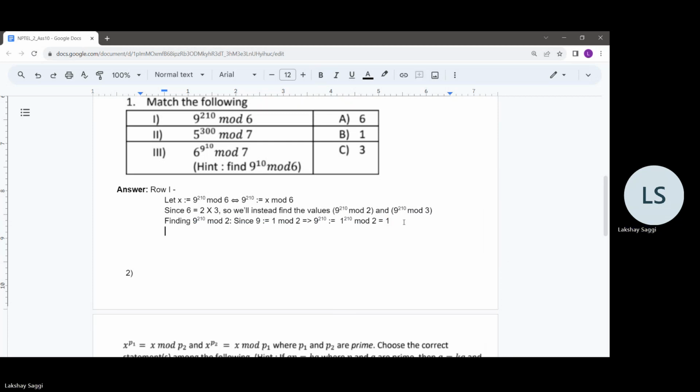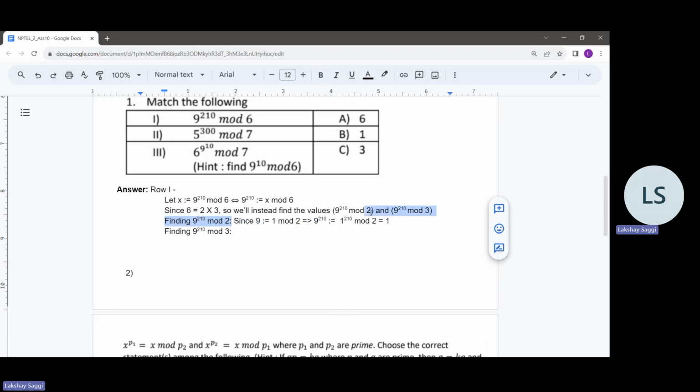Similarly, now finding 9 raised to the power 210 mod 3. Now this is easy because you can directly see that 9 is actually divisible by 3, right? So any power of 9 will also be divisible by 3. So this will just be equal to 0.